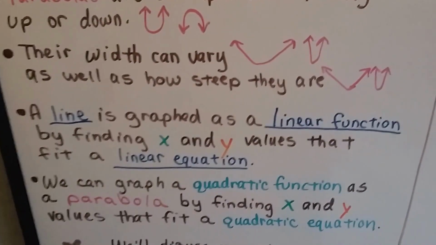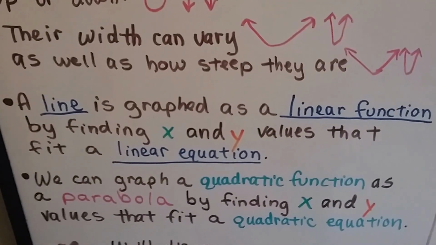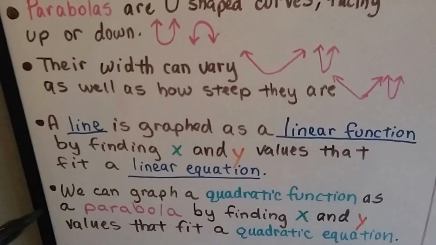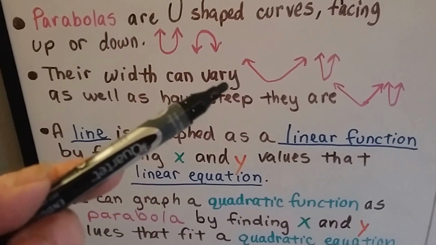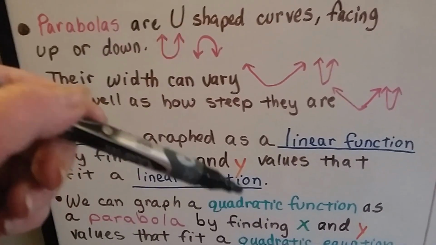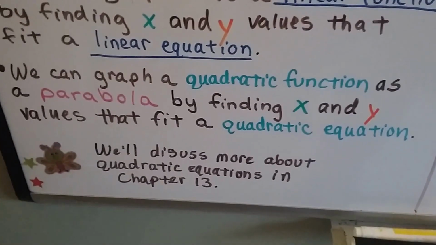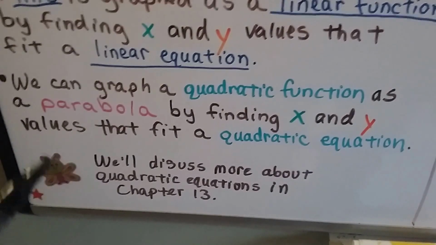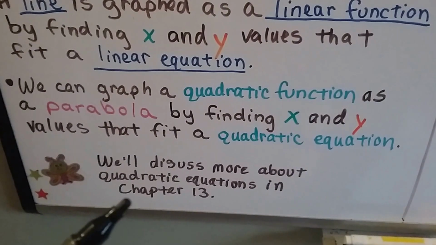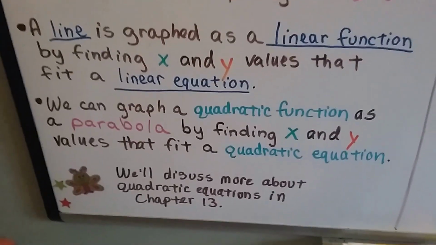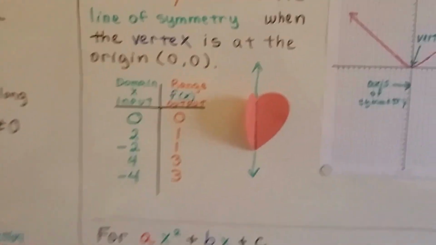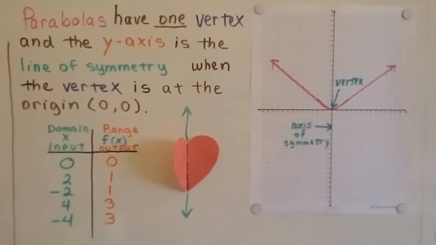And a line is graphed as a linear function by finding the x and y values that fit a linear equation. And we've done this before, and we graph a line. And when it heads up to the right, it's a positive slope, right? And when it heads down, it's a negative slope. Well, we can graph a quadratic function as a parabola, that U-shape, by finding x and y values that fit a quadratic equation. We're going to talk more about quadratic equations in Chapter 13, okay? Right now we're talking about functions and all the values that x can represent, the range of values.